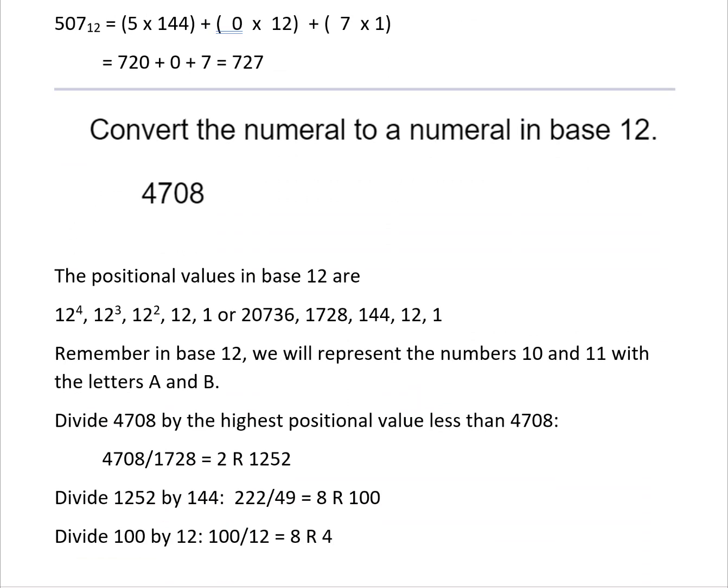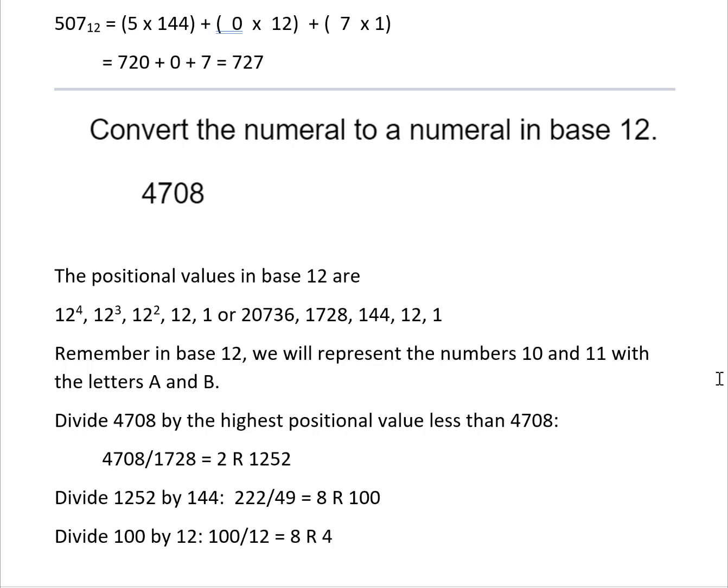All right, now let's convert from base 10 to base 12. So again, the positional values that we had from the previous problem, I'm going to go one more and go up to 12 to the 4th to show you that it's larger than the number we're trying to convert. It's 20,736. And then I've got 1728, 144, 12, and 1. And remember, in base 12, we need to represent the numbers 10 and 11 with additional symbols, and we're going to use the letters A and B if we need those. So let's take 4708 and divide by 1728, which is the largest positional value less than the number, and I get 2, remainder 1252.